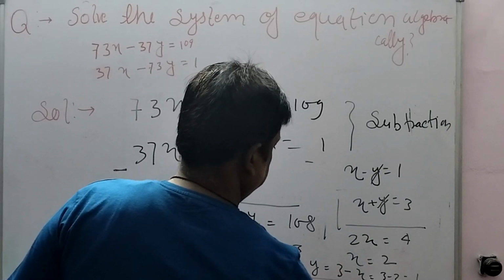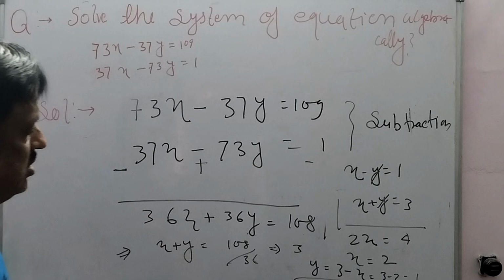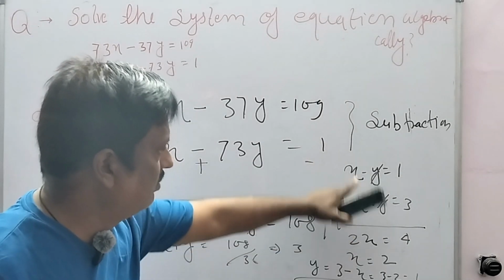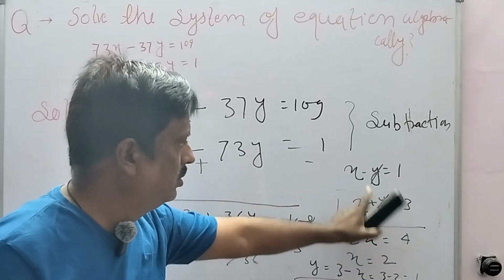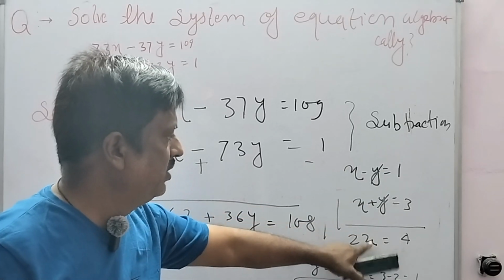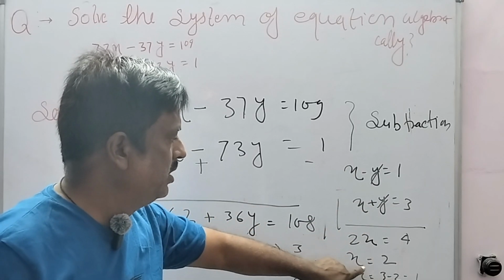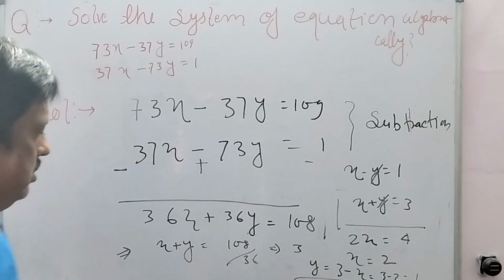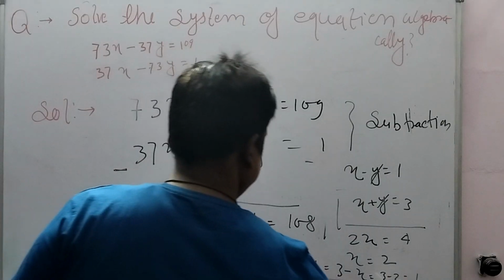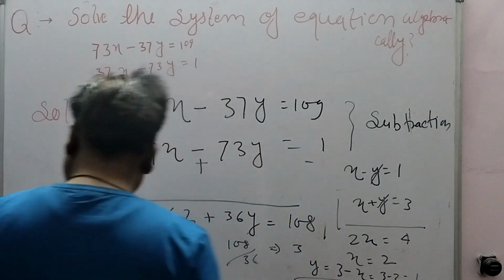This is the final answer. Solving these two equations, we can easily add and find. First add to get x, and substitute this x value in any equation to get y equal to 1. So the final solution: x is equal to 2 and y is equal to 1.